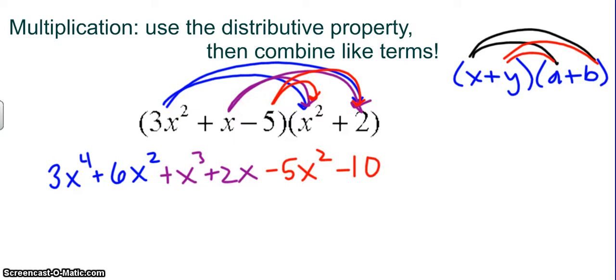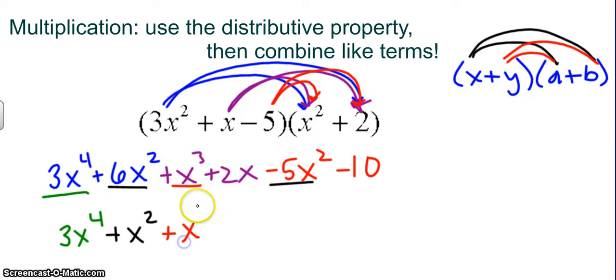Then we're going to combine like terms. Well, this is the only thing that has an x to the 4th, so that's just going to stay 3x to the 4th. Here I have 6x squared minus 5x squared, so that's going to be plus x squared. I have an x to the 3rd. I have a 2x. And I have a negative 10.